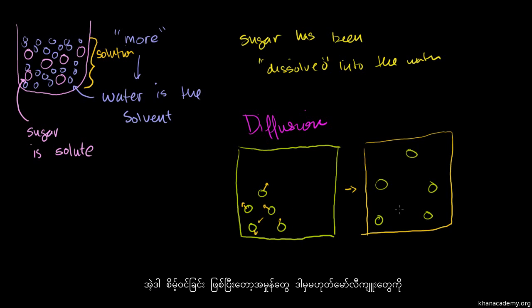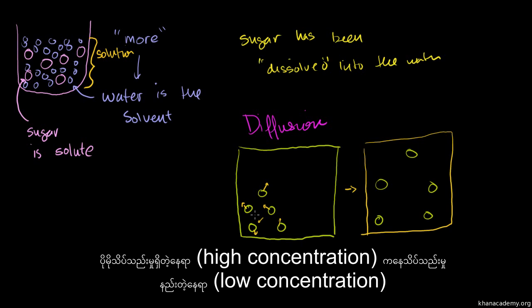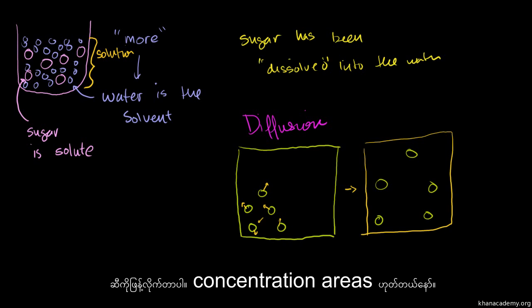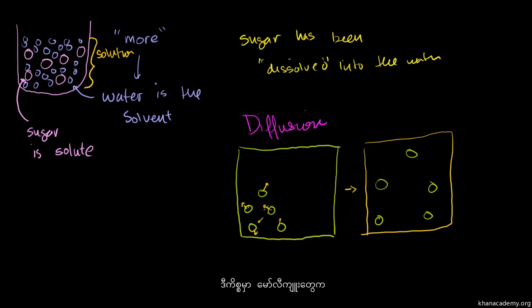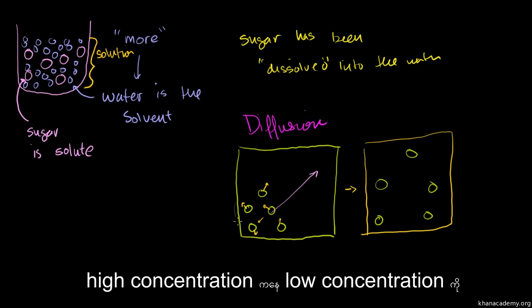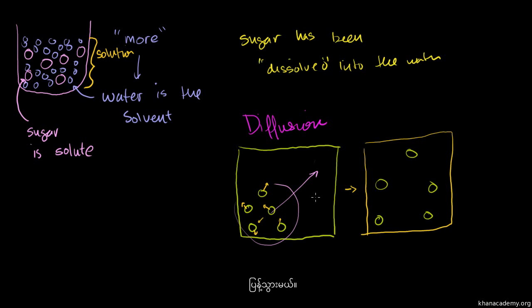This is diffusion. And so it's really just the spreading of particles or molecules from high concentration to low concentration areas. Right? In this case, the molecules are going to spread in that direction from a high concentration to low concentration area. Now you're saying, Sal, what is concentration?